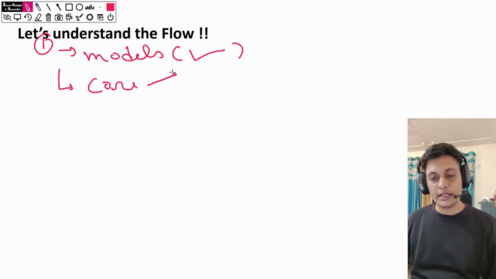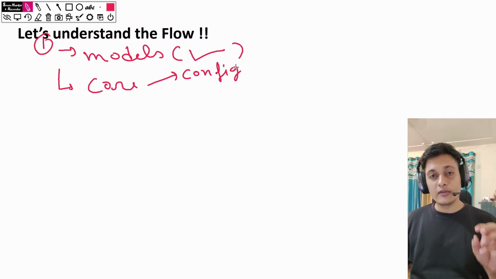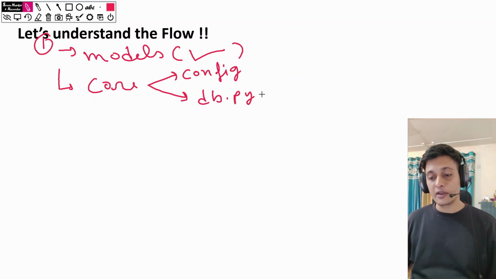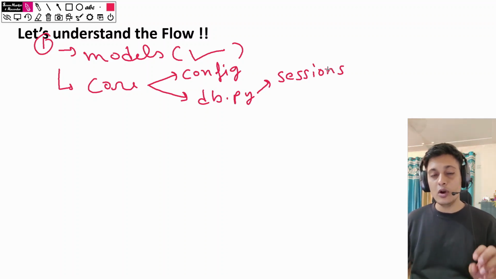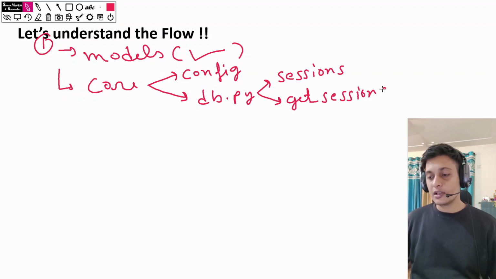What will that core contain? That core will contain something called config. This config will provide the environment variables which will be used in your application, and those are the database URL and your env file. There is also one main part in this core, that is db.py. Why is this db.py so important? This db.py will first of all generate your sessions. The sessions will be used by your API to complete the request. Two things it will do.